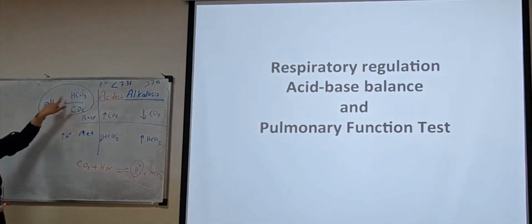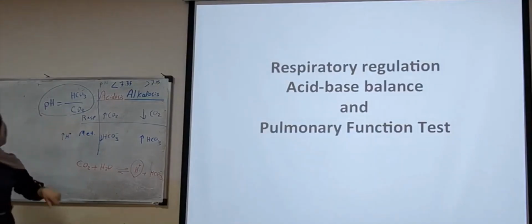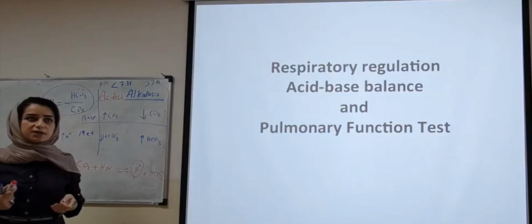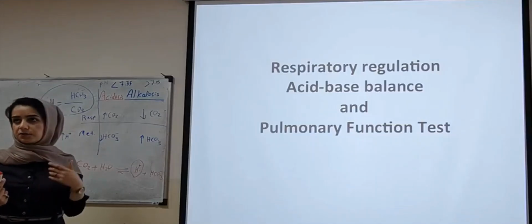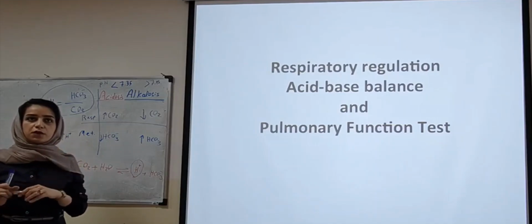To bring the pH back toward normal, the body needs to decrease CO2. How do we decrease the CO2? By increasing the respiratory rate and depth. So increasing hyperventilation causes release of CO2 to the outside.